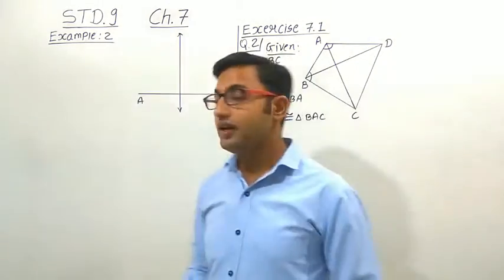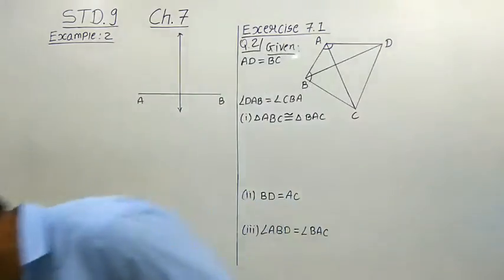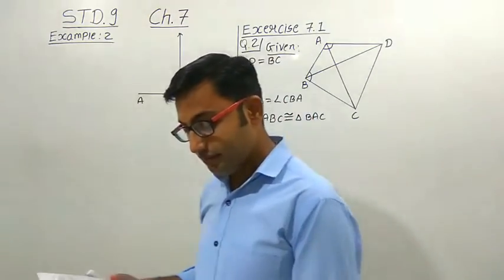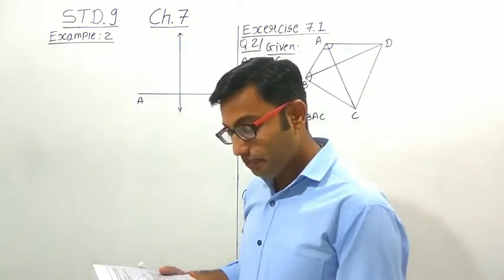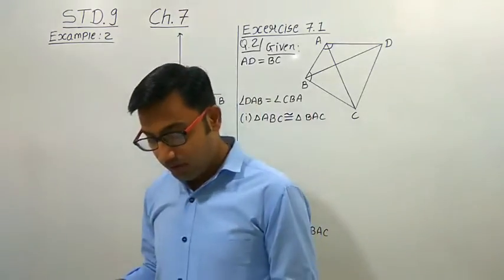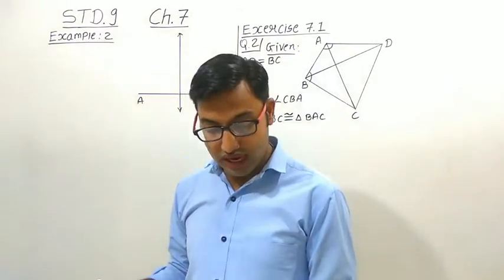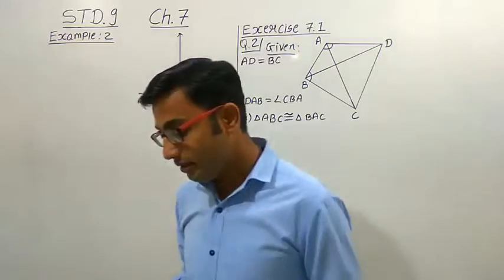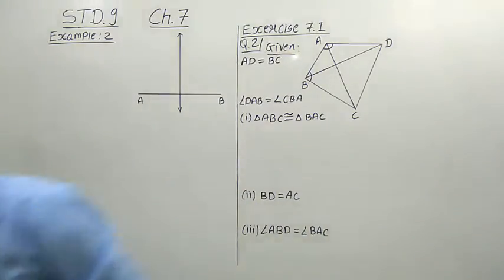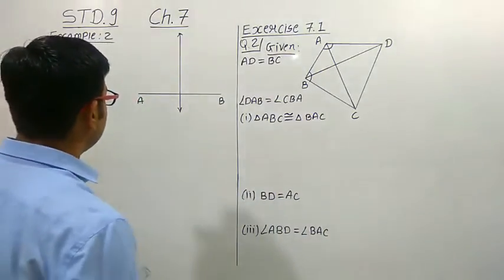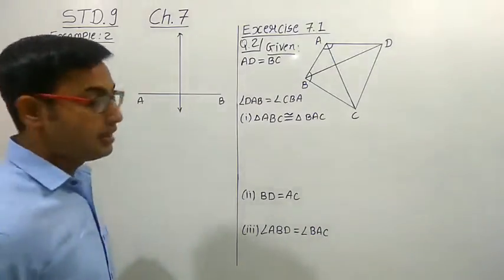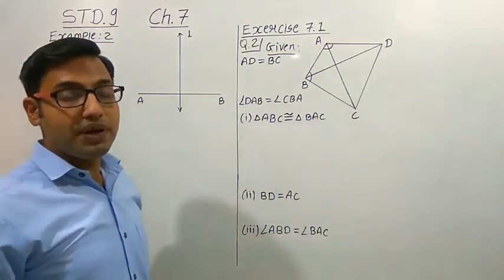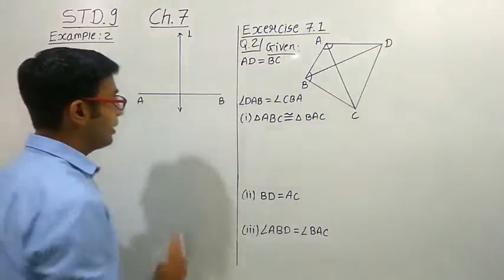Hello students, today we will study example number 2. The question is: AB is a line segment and line L is its perpendicular bisector. If a point P lies on L, show that P is equidistant from A and B. Here we are given that AB is a line segment and line L is a perpendicular bisector of this line segment AB.